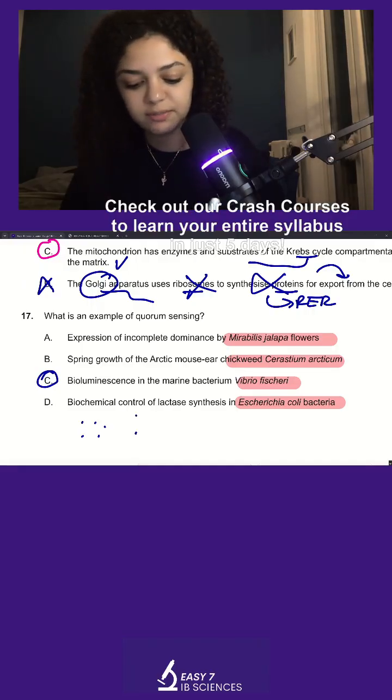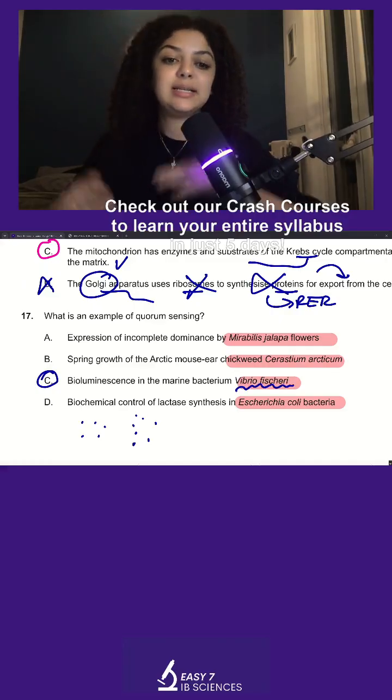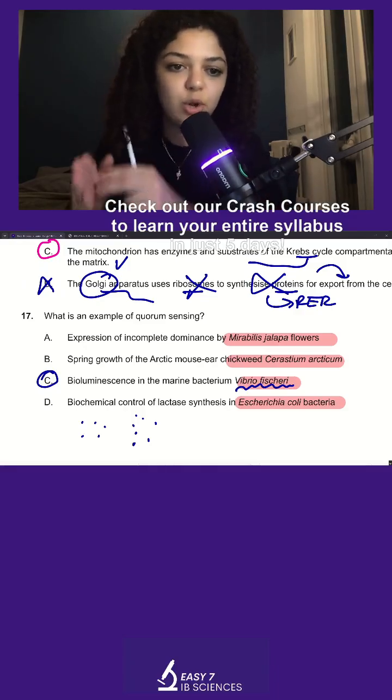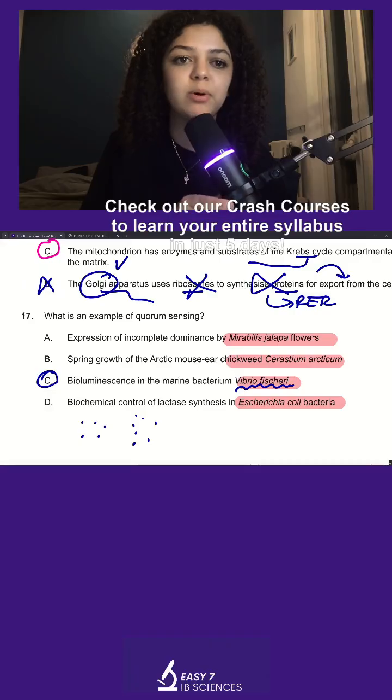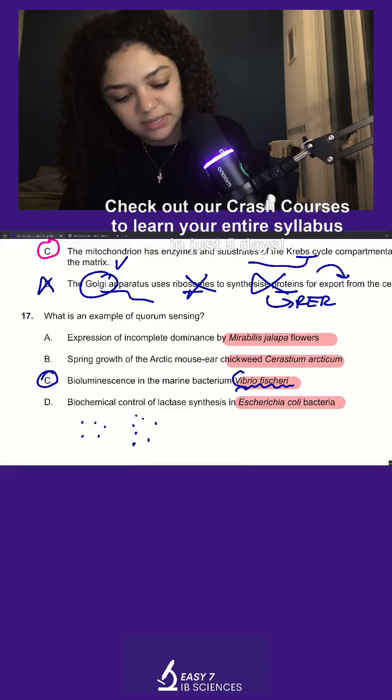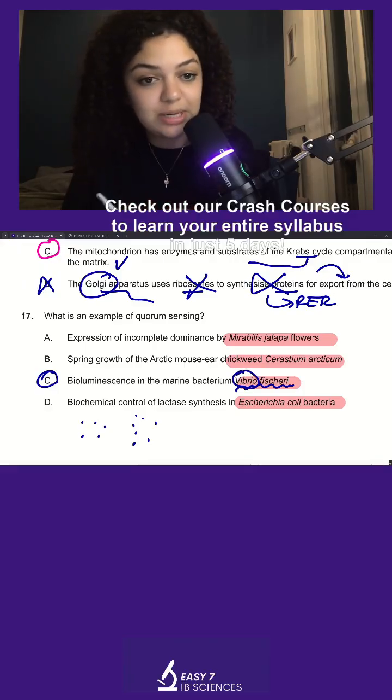But when there's lots and lots of bacteria, and we know this in the specific example that they mentioned in the syllabus directly, guys, the benefit of the crash course is we tell you the syllabus content, the definition, with the example that's going to show up on your paper 1B, the paper 2, and the paper 1A. And you need to know this specific example for quorum sensing. So you didn't even have to read the answer options. You could have just looked at the example and circled it.